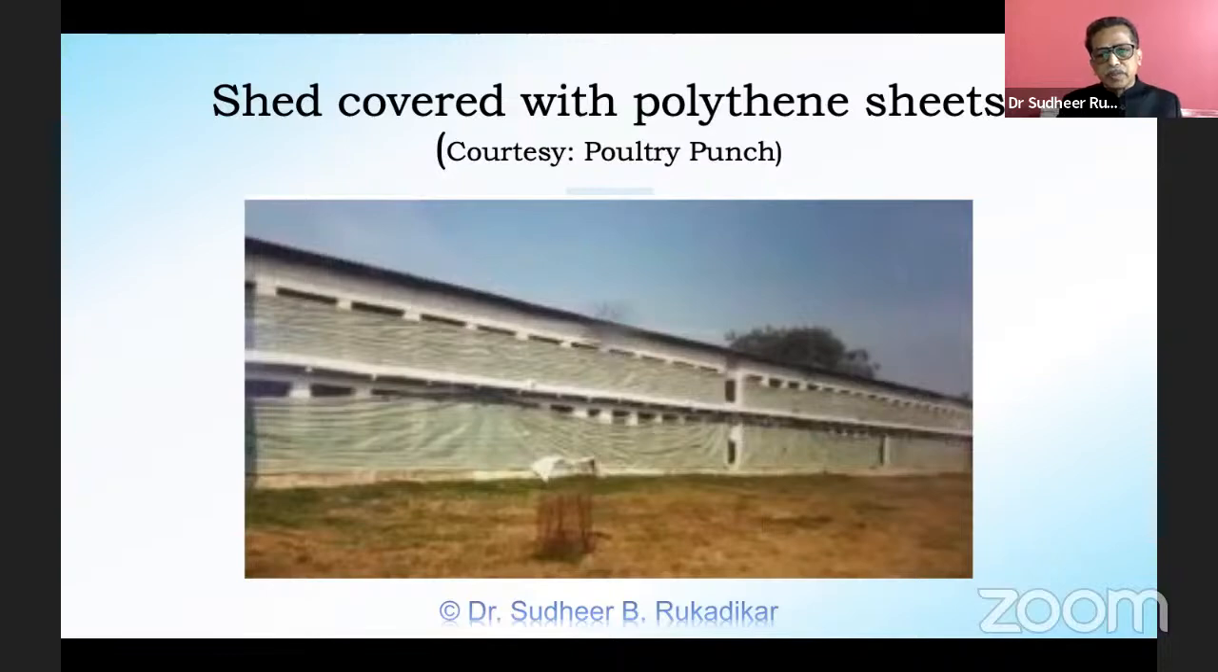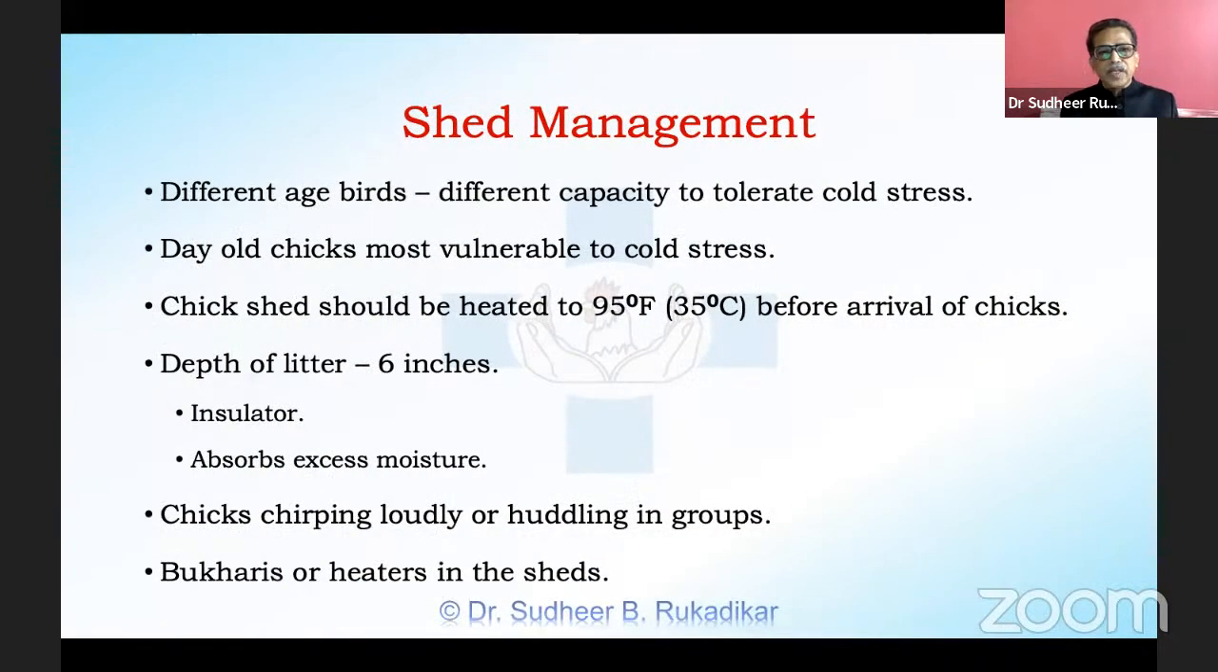to protect the birds from direct winds. Now, birds of different ages will tolerate cold stress differently. As I said, young birds will be very vulnerable. Older birds will not be very vulnerable. Very old birds will again be susceptible. And as we know, day-old chicks are the most vulnerable to cold stress. That's why this tip is always there for the entire year, not only for winter: the chick shed needs to be warm before the chicks enter the shed.